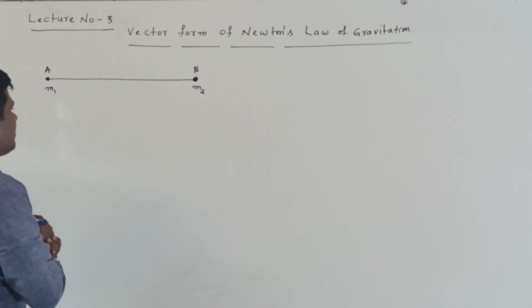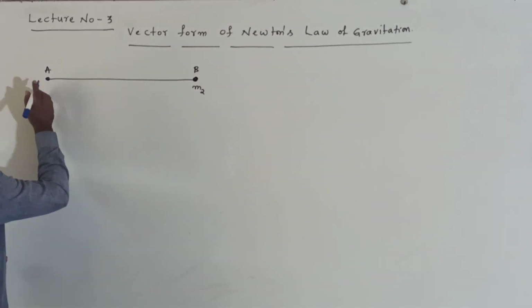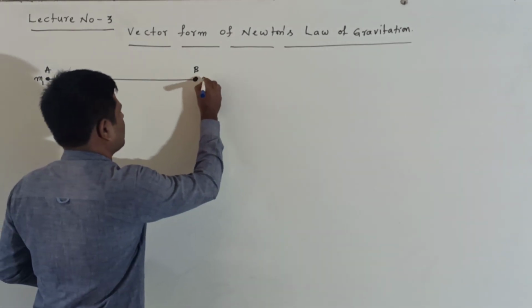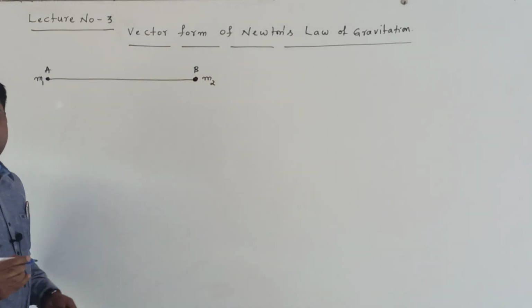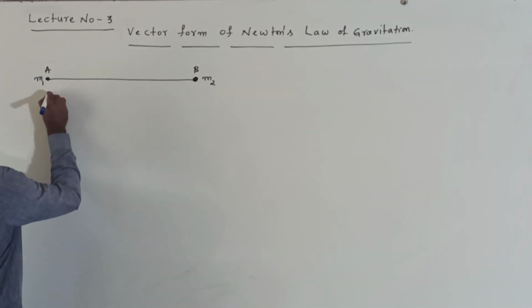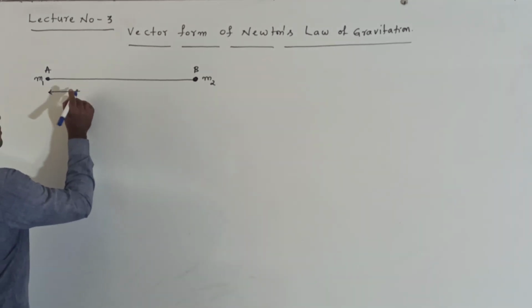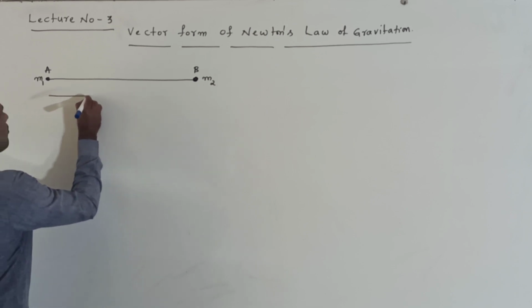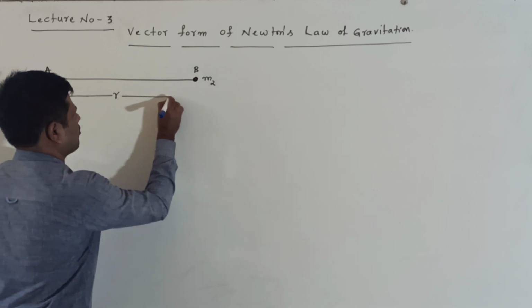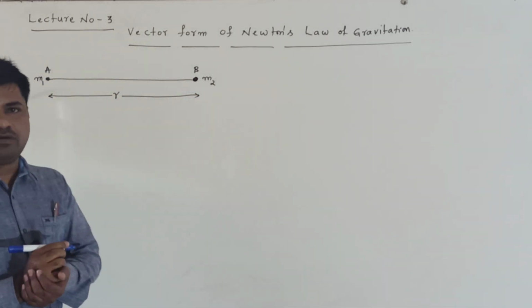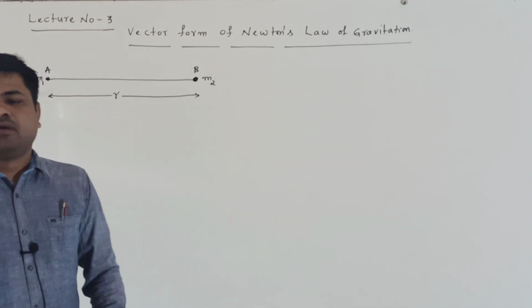Now these two masses I consider as m1 and m2. This one has mass m1, this one has mass m2. They are separated by a distance r. r is the distance between the two masses.